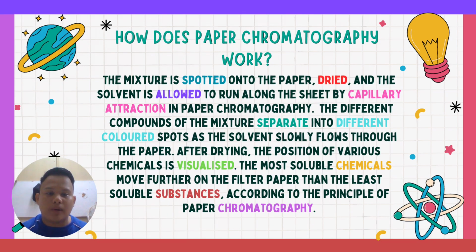How does paper chromatography work? The mixture is spotted onto the paper, dried, and the solvent is allowed to run along the sheet by capillary action. In paper chromatography, the different compounds of the mixture separate into different colored spots as the solvent slowly flows through the paper. After drying, the positions of the various chemicals are visualized. The most soluble chemicals move further on the filter paper than the least soluble substances, according to the principle of paper chromatography.